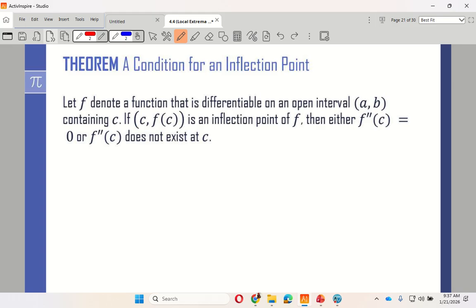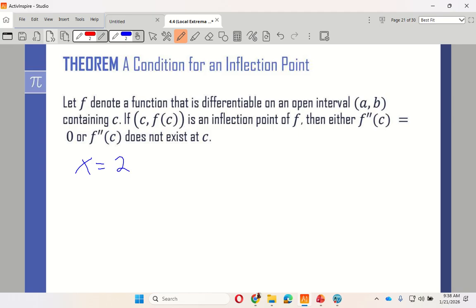Function differentiable on an open interval a to b containing c, f of c is an inflection point of f if f double prime of c is equal to 0 or f double prime of c does not exist. Now, that's key. If the second derivative does not exist or equals 0. So on that previous problem where I did that, I got x equals 2, right?